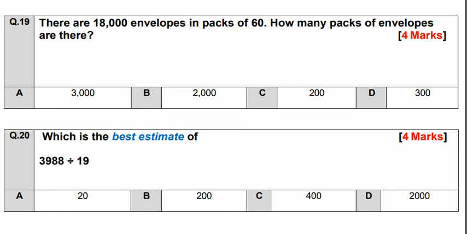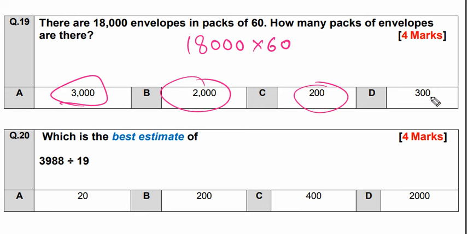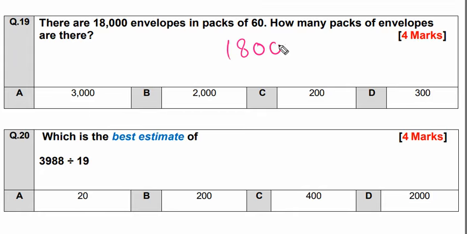Okay, last 2 questions. There are 18,000 envelopes in 60 packs. How many packs of envelopes are there? Okay, so what you will do? Will you multiply 18,000 times 60? Will you do this? So common sense, look at the option. Will you multiply? No. What you will do? You will divide. If you do not understand the question, then that's how you think. Okay, look at the option. Because if you multiply, there are how many 0? 1, 2, 3, 4. Do you have 4 0? No. So you will divide.